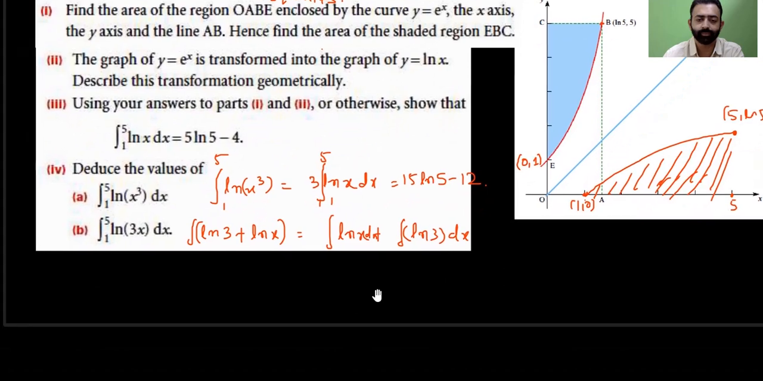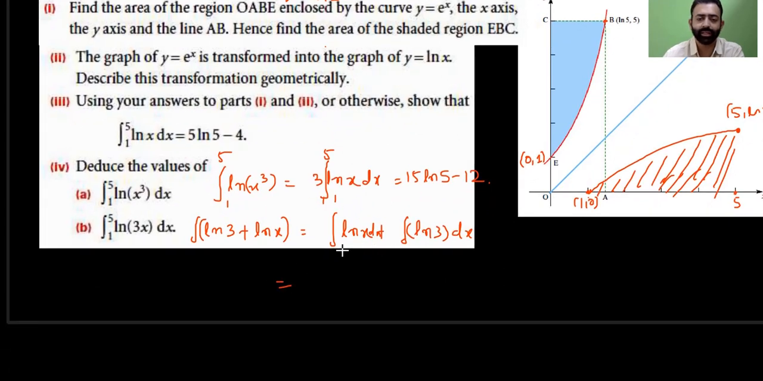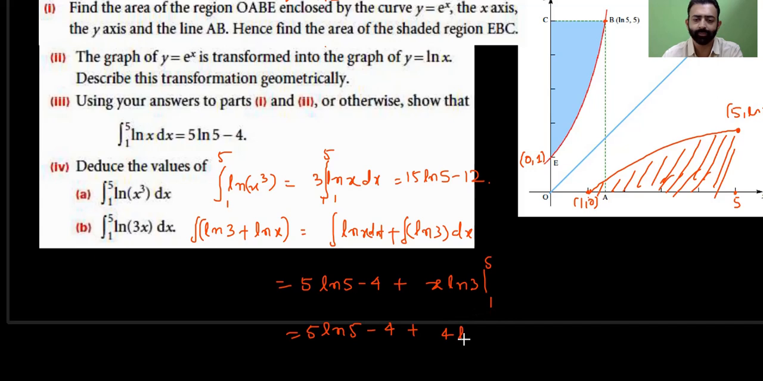So ln x dx from 1 to 5 is again your first part answer, 5 ln 5 minus 4, with the plus sign here. Plus ln 3 is a constant, you can take this outside, and the integral of dx is just x. So it is basically x ln 3. Apply the limit from 1 to 5. So you will write this as 5 ln 5 minus 4 plus (5 minus 1) ln 3, which means 4 times ln 3.